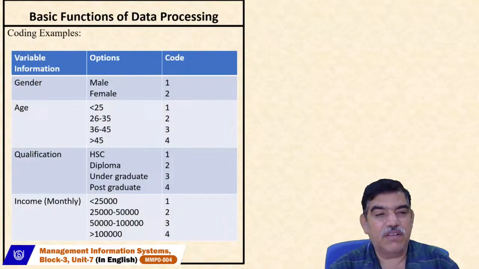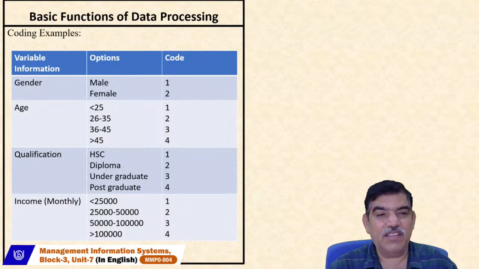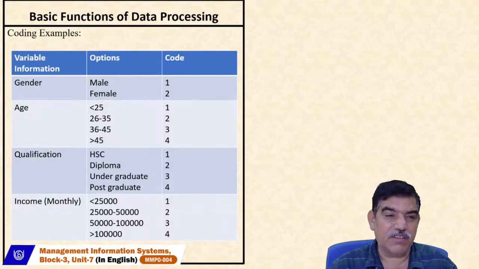In option, gender means we may consider male or female. So I am writing here male and female, and I am putting the male code as 1 and the female code as 2. Age again has categories like that: less than 25, 1; 26 to 35, 2; 36 to 45, 3; greater than 45, that is 4. That is the age category.